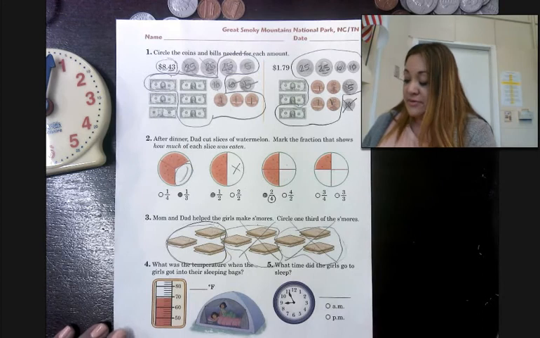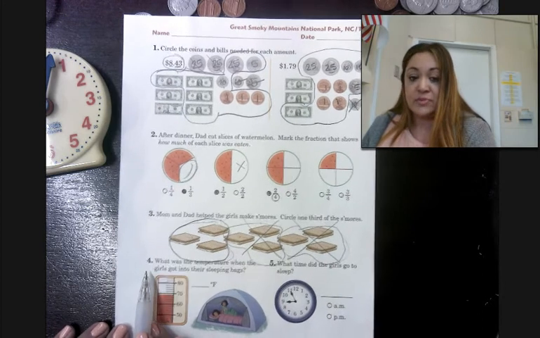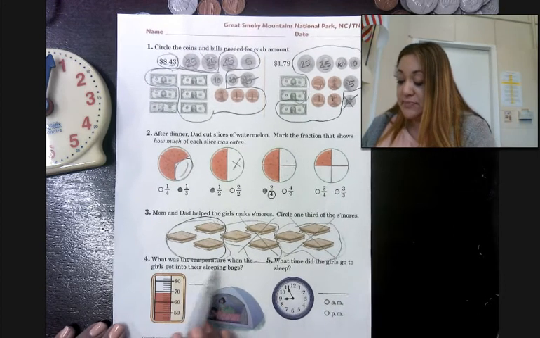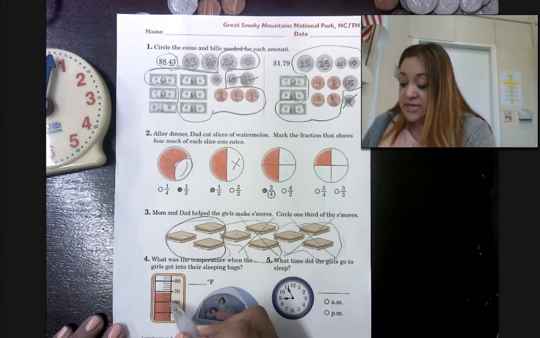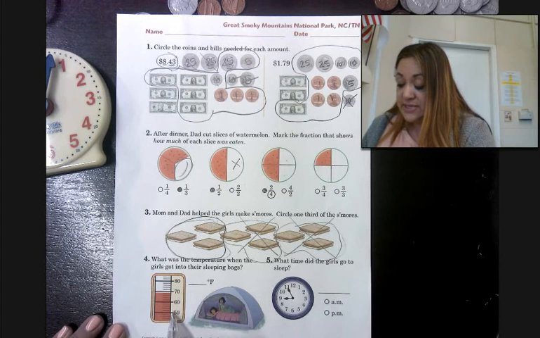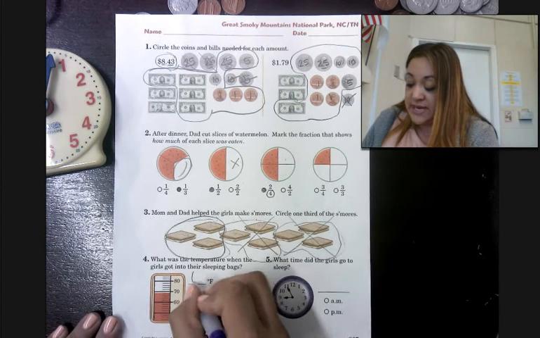All right, so now we're at number 4. What was the temperature when the girls got into their sleeping bags? Remember, these little marks right here, they're worth 2. So there's 50, 60, 70. Oh, it's not quite 70. So it must be about 68 degrees.